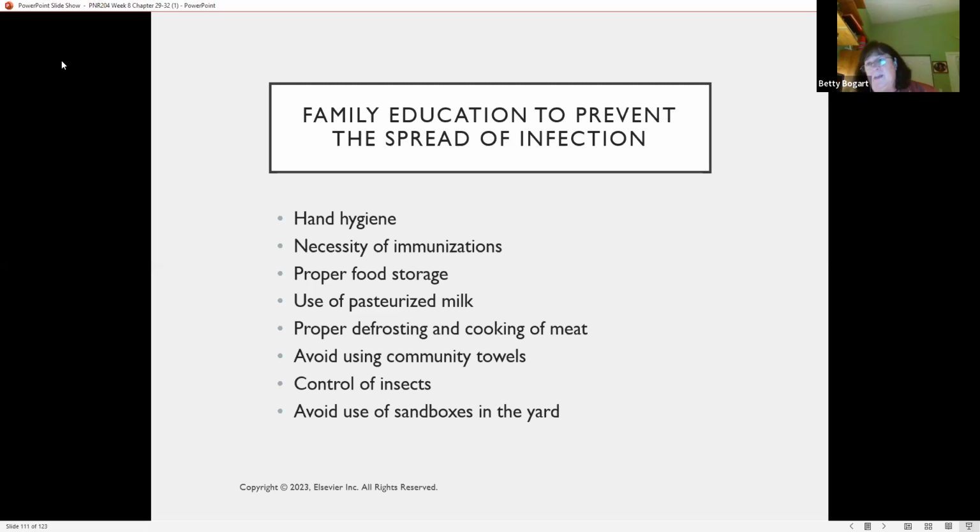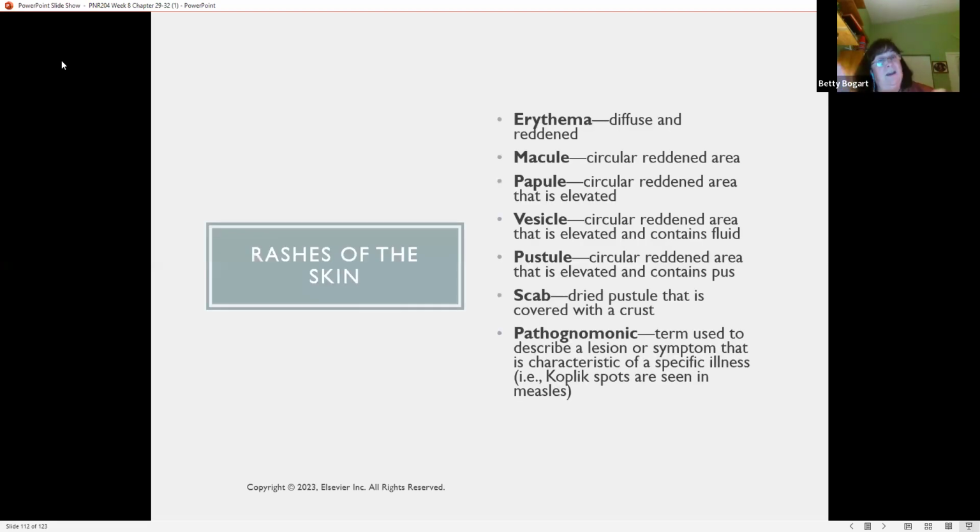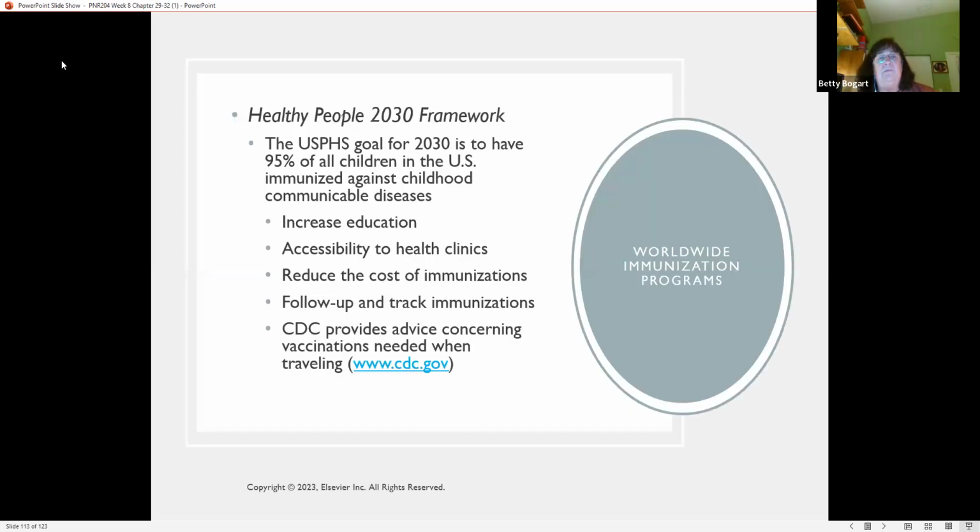Insects, we know insects, ticks, those things can cause a problem. They don't like sandboxes because they do harbor a bunch of different things, like ringworm, roundworm, pinworms. And again, cutting the nails. We went over the types of rashes earlier, so there they are again.